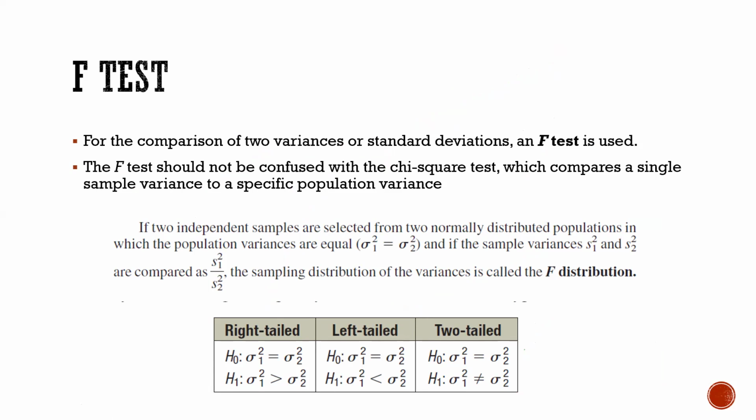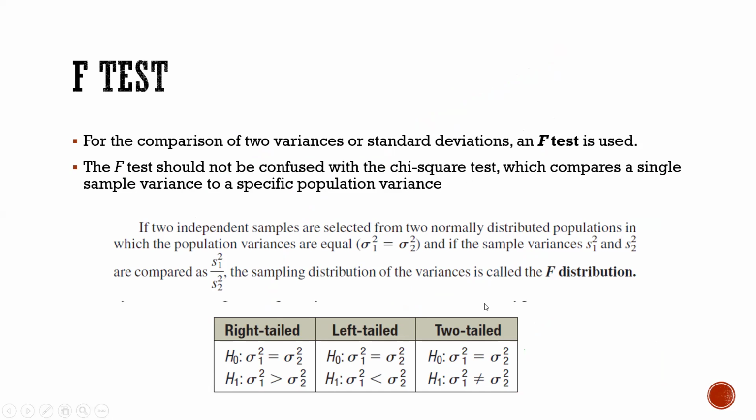variance. If 2 independent samples are selected from 2 normally distributed populations in which the population variances are equal, and if the sample variances S1 and S2 are compared as ratio S1 over S2, the sampling distribution of the variance is known as F distribution.